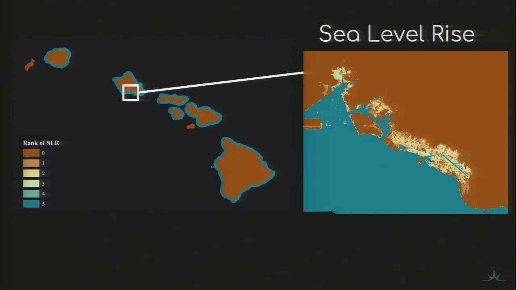So sea level rise, this is pretty straightforward. Basically, the areas on the coast obviously have higher sea level rise. And that's a zoomed in view of the island Oahu.